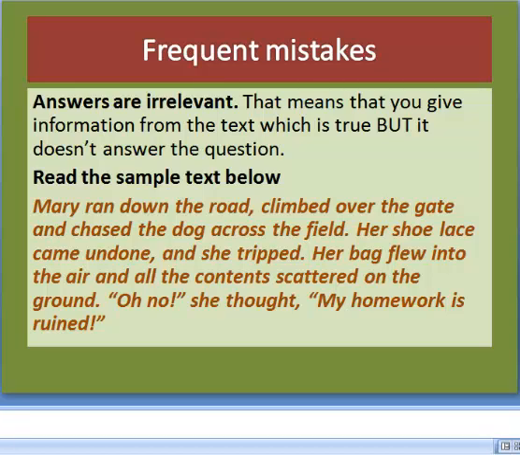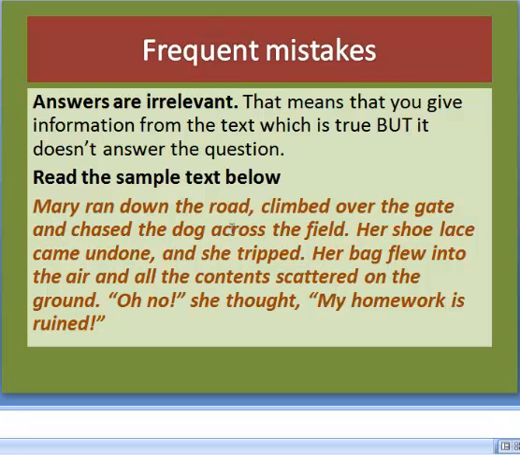Frequent mistakes. I'm going to tell you about some frequent mistakes students make so you can try to avoid them. Firstly, don't give irrelevant answers. That means that you give information from the text which is true, but it doesn't answer the question. Let's read the sample text below.